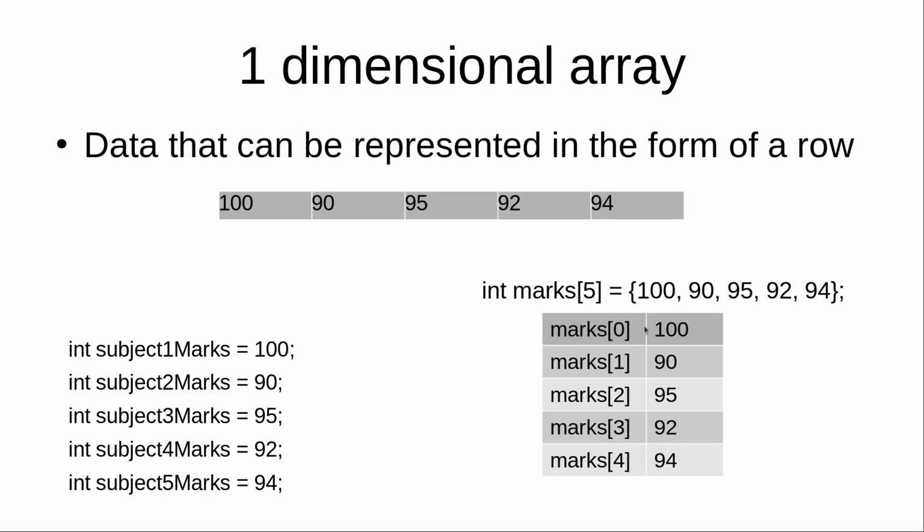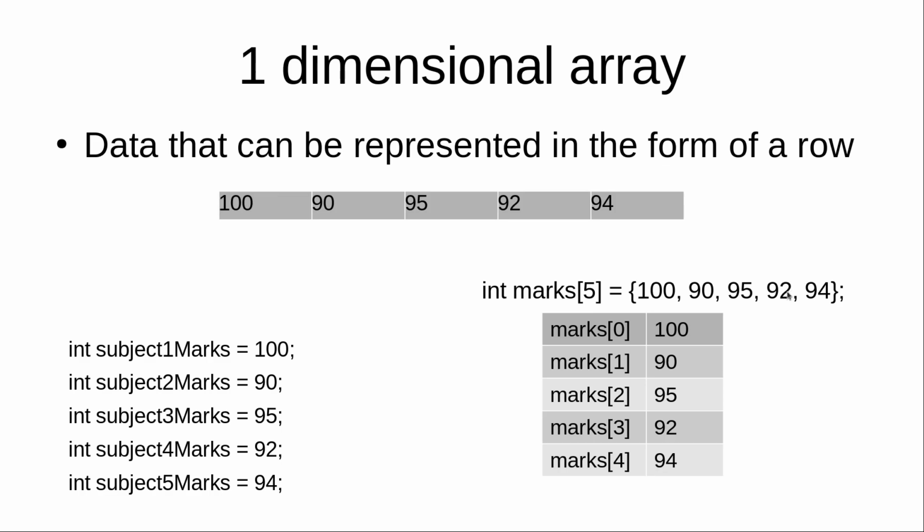So what does that show? In arrays, the first element is represented using an index called 0. So this is the 0 position, this is the first position, second, third and fourth. To access the value stored in a particular position in an array, we use index values, and index values do not start from 1, they start from 0. So marks[0] is 100, 1 is 90, 2 is 95, 3 is 92 and 4 is 94.